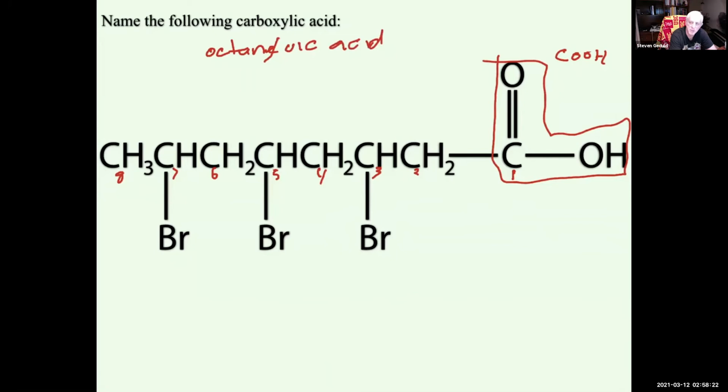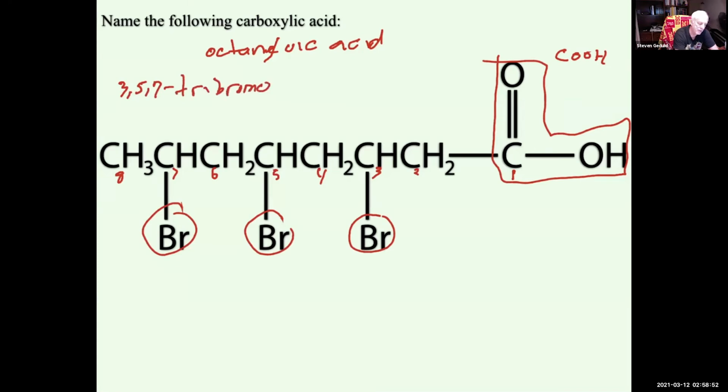Okay, and now we name our substituents that are part of that. We have 3 bromine groups at number 3, number 5, and number 7. So we have 3, 5, 7. Remember, there's commas between numbers. There's dashes between numbers and letters. So 3, 5, 7, tri, because there's 3 of them, bromo. And then octanoic acid.